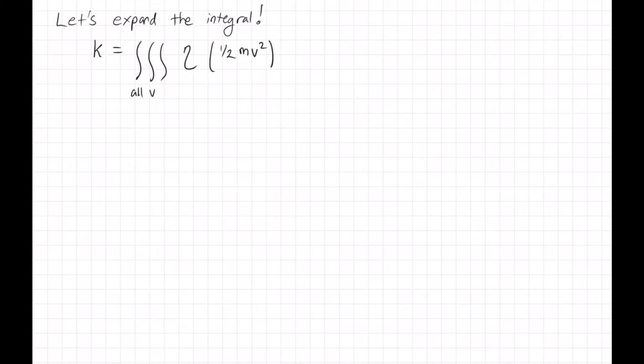All right, so now comes the fun slash hard part. What we need to do is expand that integral, which contains all of the physics of the problem, to figure out how thermal conductivity depends on things like temperature and mass and scattering cross section. So let's write it out again.